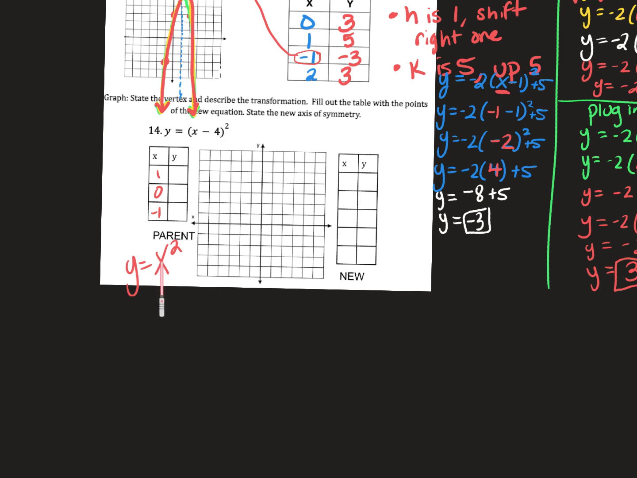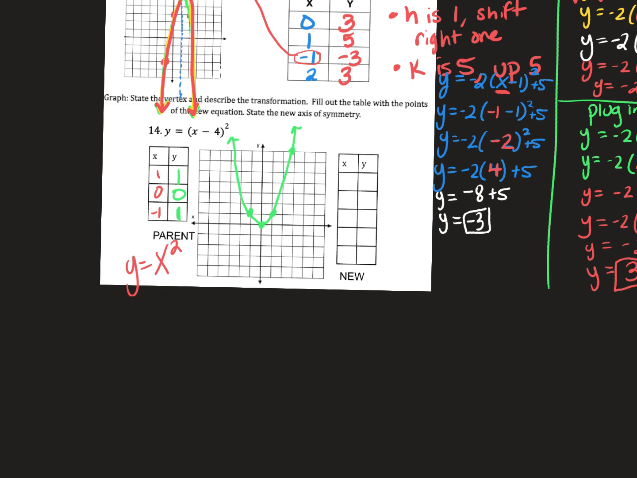So let's plug in 1 here. What's 1 squared? Class, what's 1 squared? 1. Thank you. You're awake. Let's plug in 0. What's 0 squared? 0. And then what's negative 1 squared? 1. It's kind of a trick question, but negative times negative is positive. So the parent function looks like this: 1, 1, 0, 0, and then negative 1, 1. So they want you to acknowledge that the parent function is just here, x squared. Make sure you write this and you draw it.